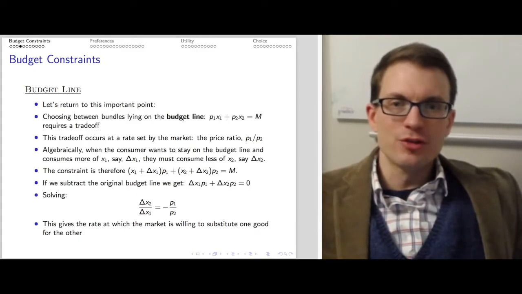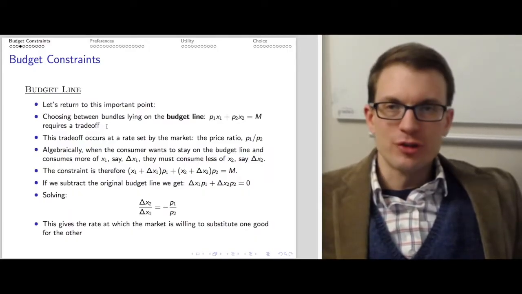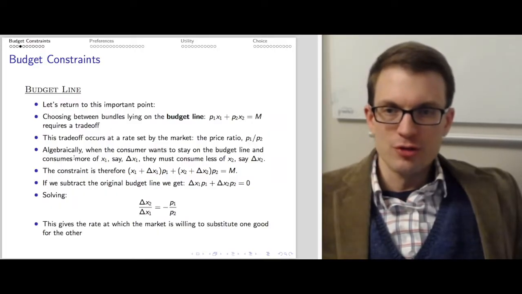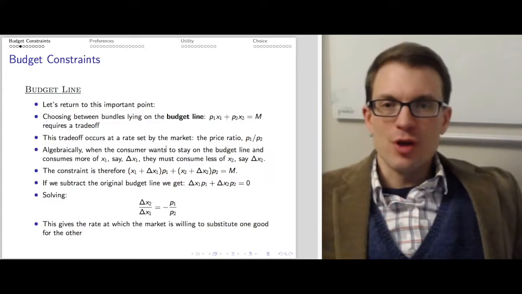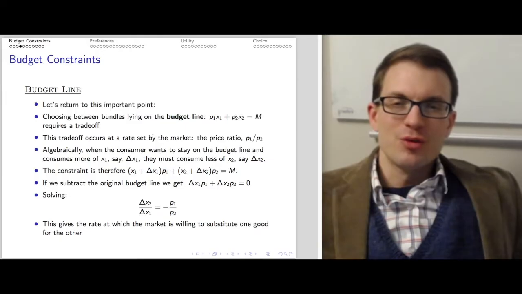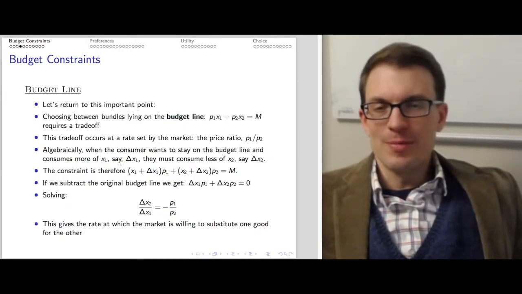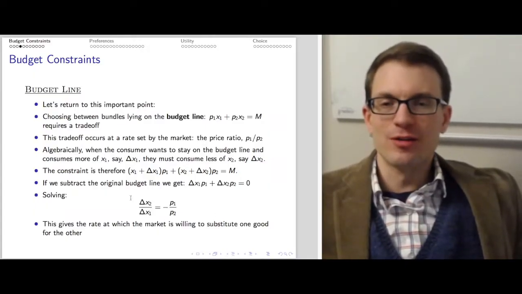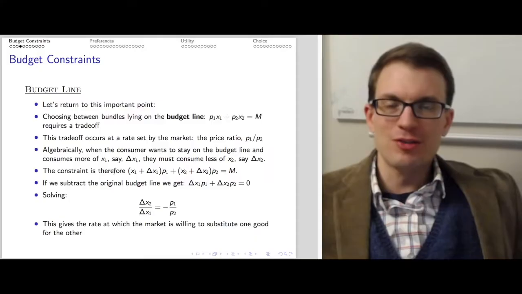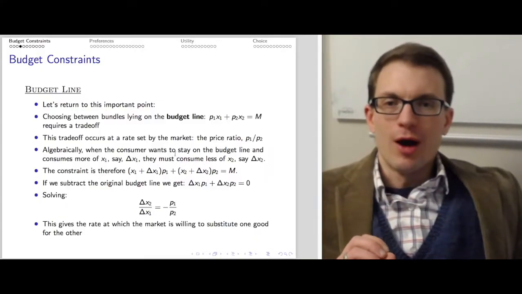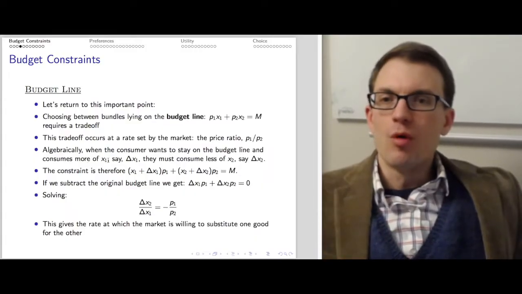So anyhow, return to an important point. Choosing between the bundles lying on the budget line requires a trade-off. As we said, if you're exhausting your budget and you want more of one good or the other, then you have to give up some of what you're currently consuming. The rate at which you're able to make this trade-off is governed by the price ratio, P1 divided by P2. And so now in the slides, I'm talking about how we can develop this algebraically. The basic idea, so let's not worry too much about the details. Basic idea, I'm saying, suppose we're on the budget line and we decide we want more of good 1, right?